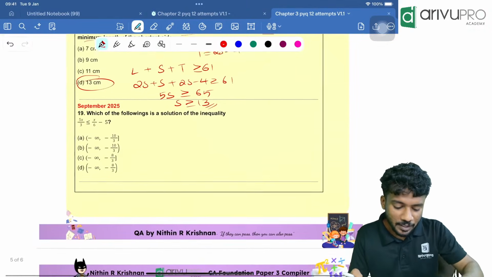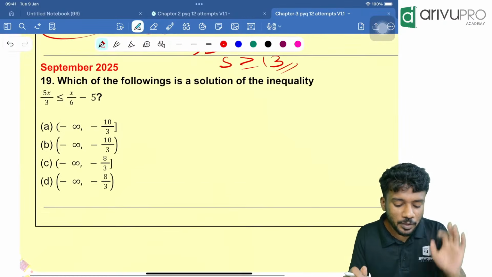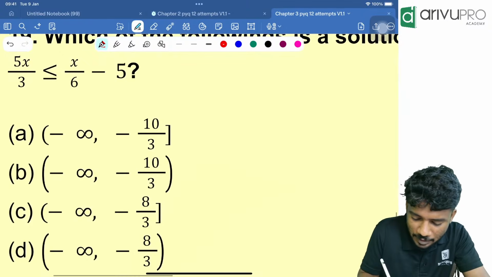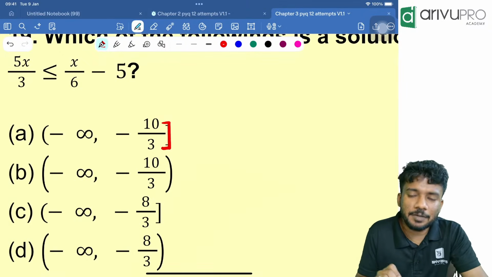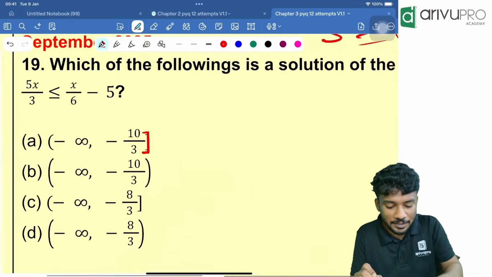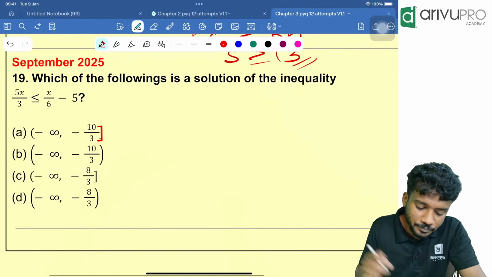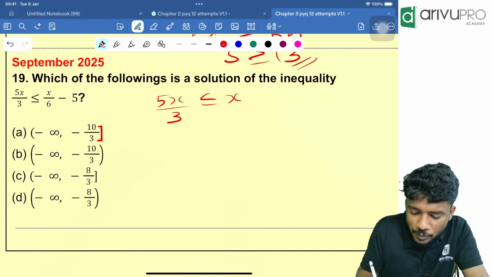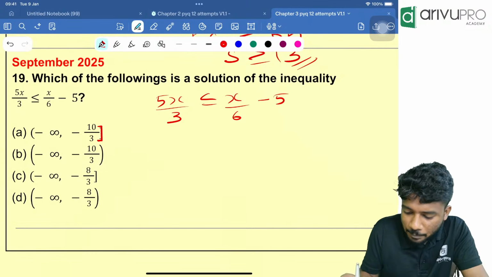Next question, September 2025. We know how to solve this. You know the meaning of the square bracket. What is the meaning of square bracket? This 10 by 3 is also included. That is the basic meaning. Now, look here: 5x by 3 less than or equal to x by 6 minus 5.